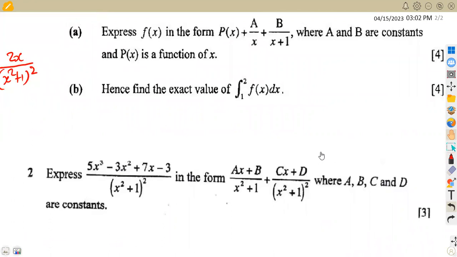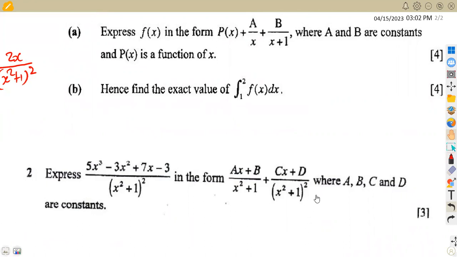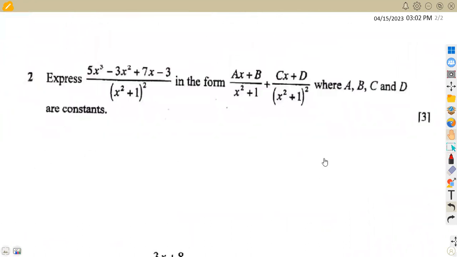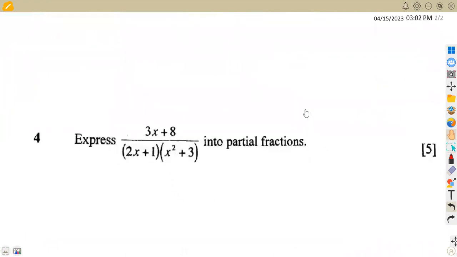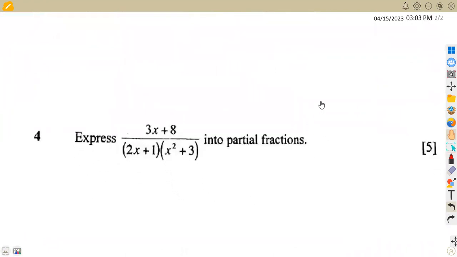So there are so many typical questions that you can work on. I want you guys to try and attempt the last question that we are given in this case, which is question 4 from one of the question papers: to express 3x plus 8 over 2x plus 1 into x squared plus 3 into partial fractions. That's 5 marks for that.